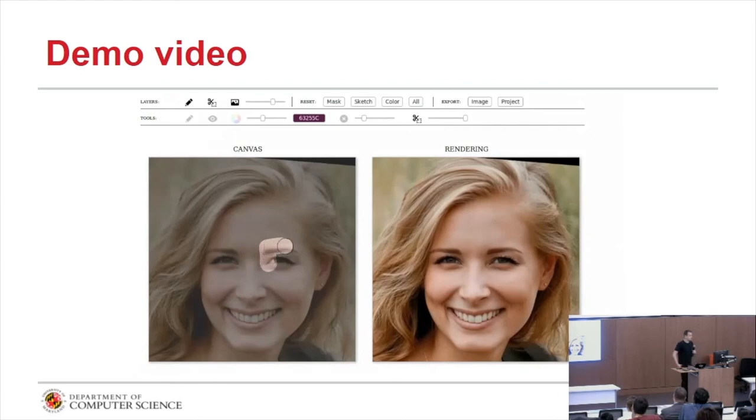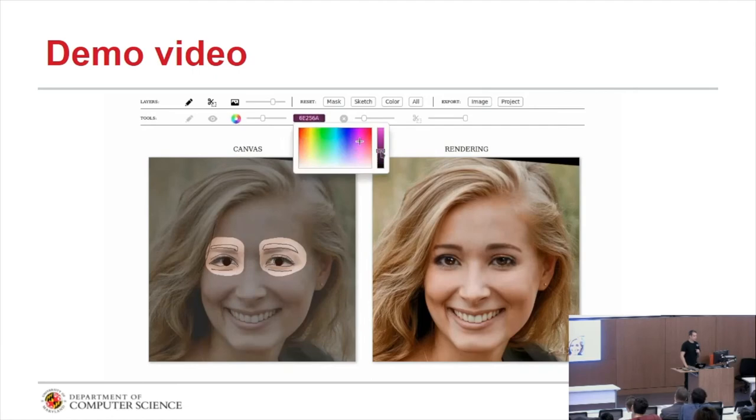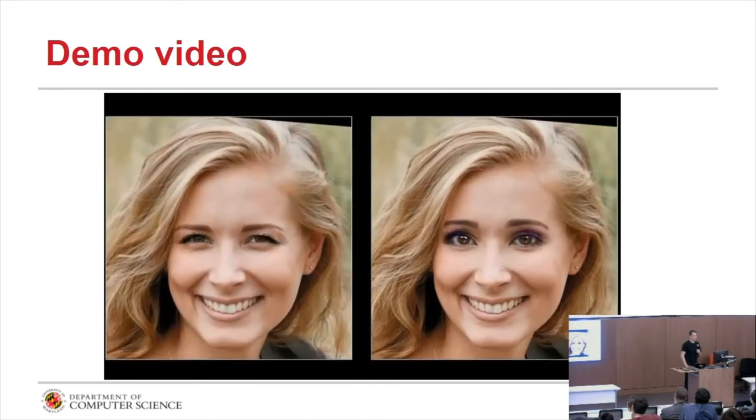So the user first marks a region that is supposed to be edited, and then indicates with a few sketch strokes how this should be changed. So the user here changes the shapes of the eyes, and can also change the colors of the eye, adds a few more edges that will produce a bit more contrast in the image, changes the eyebrows, and now we can apply some makeup, and the system interactively modifies the image right away. So on the right side here, you see the result, which is pretty photorealistic.